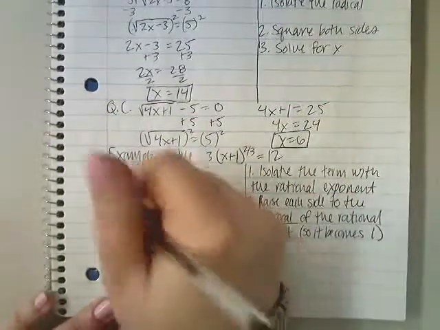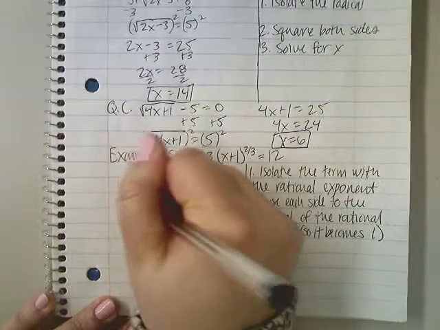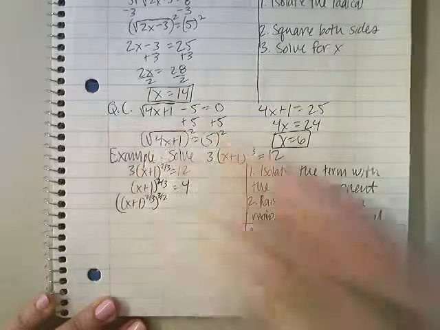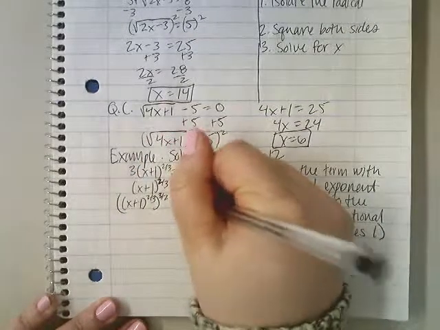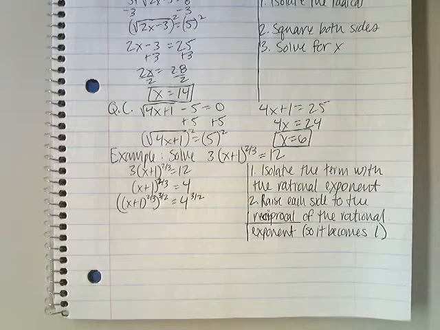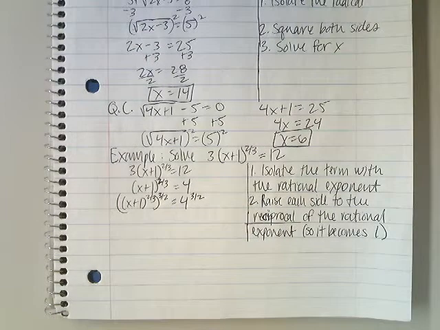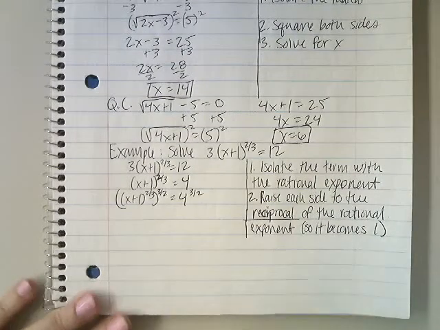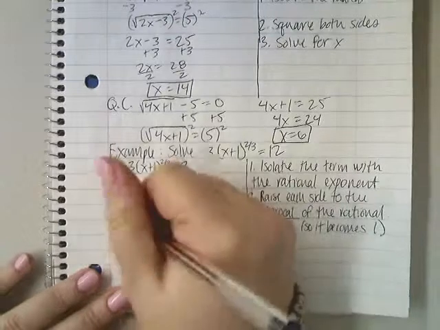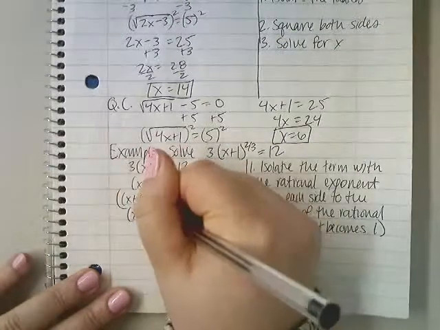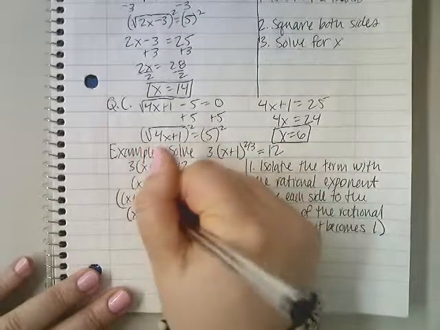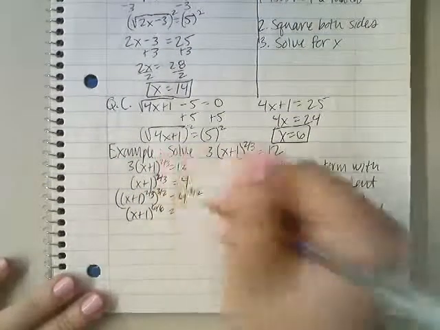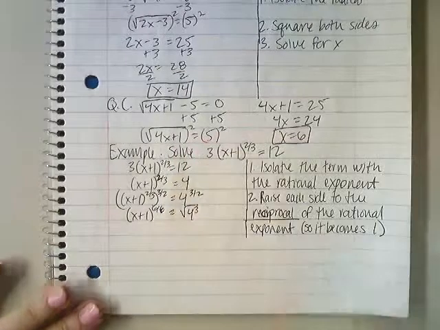So what that will look like, in this case, I'm going to raise (x plus 1) to the 2/3. The reciprocal is, again, just the flipped fraction. So it's going to be to the 3/2. And then I have to do that to both sides. So 4 is also going to be raised to the 3/2. Right. So if I continue to simplify that, I get x plus 1 equals the square root of 4 cubed.